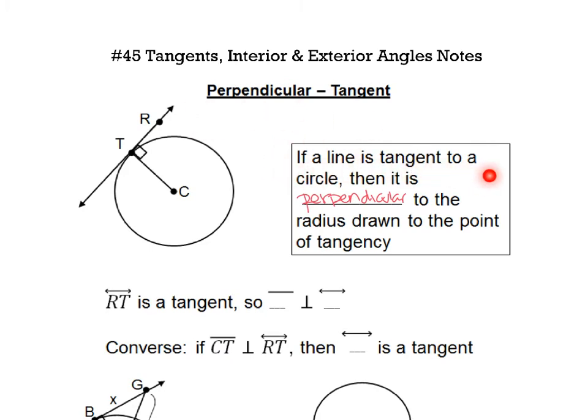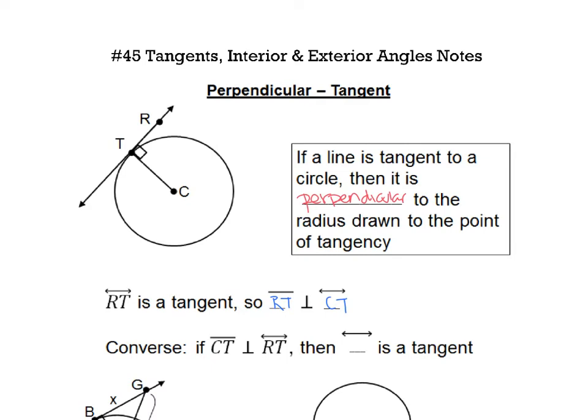So, if a line is a tangent, which we should hopefully recall tangents are on the outside of the circle and they touch only at one point called a point of tangency. Okay, so if a line is a tangent to a circle, then it is perpendicular to the radius that would be drawn to the point of tangency. So RT is a tangent, which then would mean that RT is perpendicular to CT, because CT is the radius.